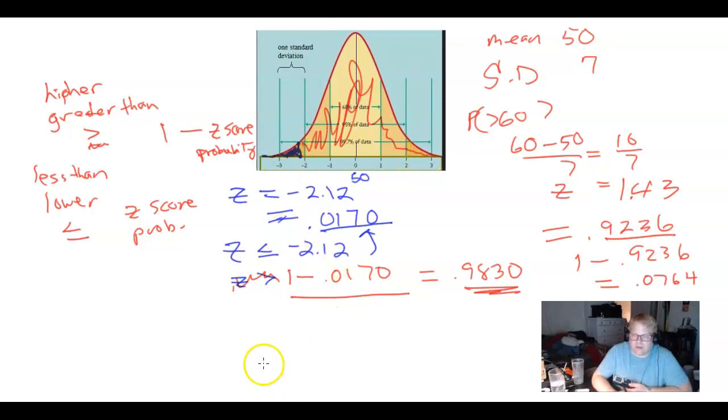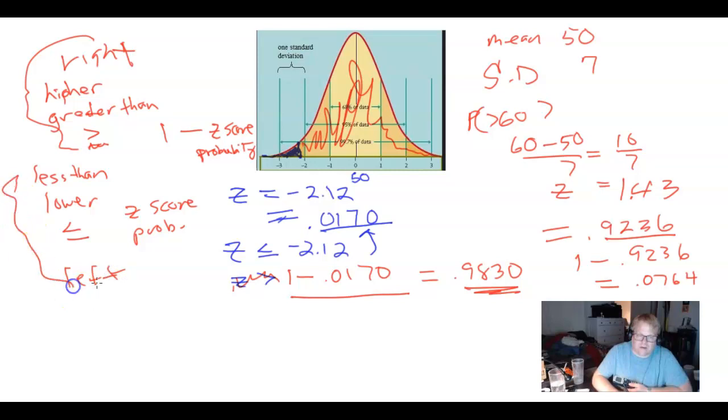Remember, your z-tables are only good from the left all the way. Another thing is, sometimes it'll ask what is the probability or area under the curve that's right of the z-score? These all mean the same thing. Or it might say left. Left is less, which is whatever you get for the z-score probability. So less than, lower, and less than or equal to are the area to the left. Area under the curve and probability mean the same thing.